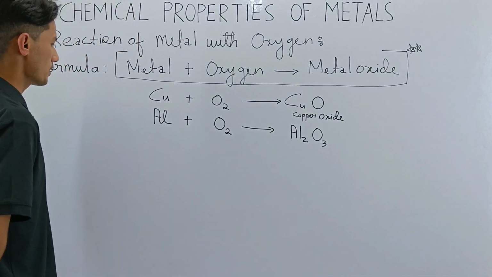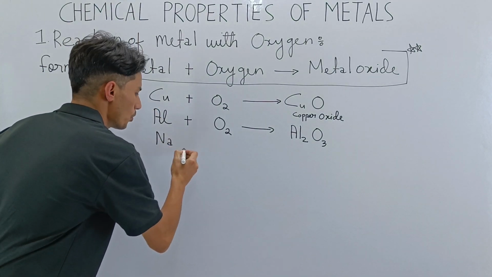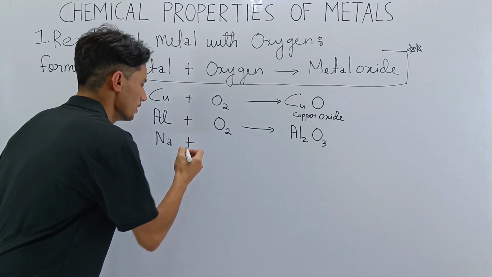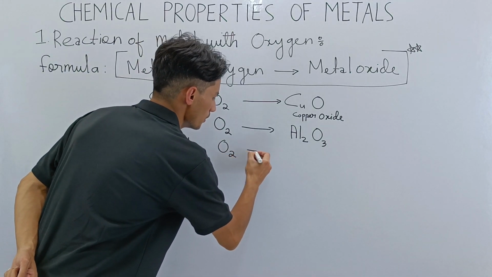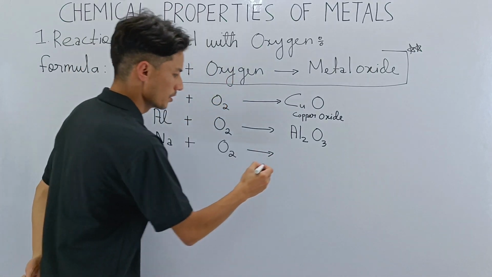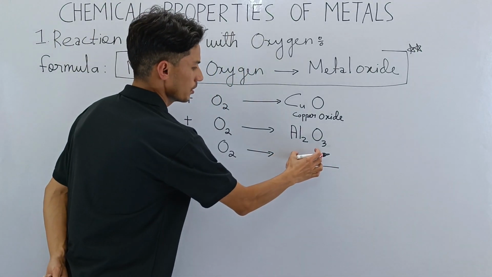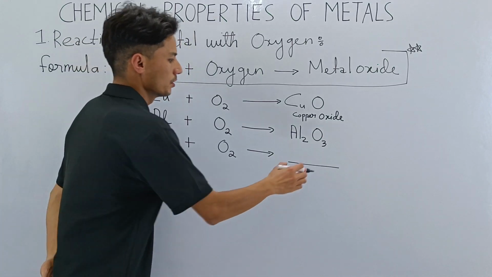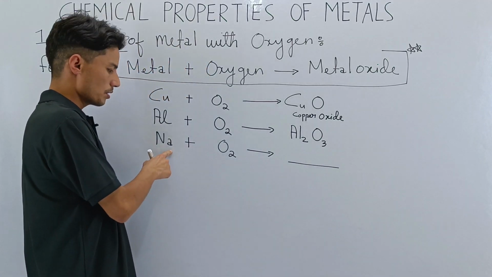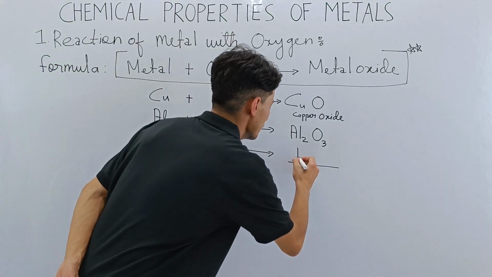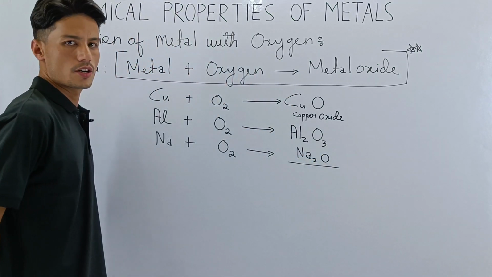Then let's take some more examples. Copper taken, aluminum taken. Let's take sodium. The more examples we take, the easier we learn. So sodium plus oxygen. Now you can fill this up by yourself. So what will be the product that we write here? The product will be metal oxide, since sodium is a metal, it will be sodium oxide. So Na2O. This is sodium oxide.